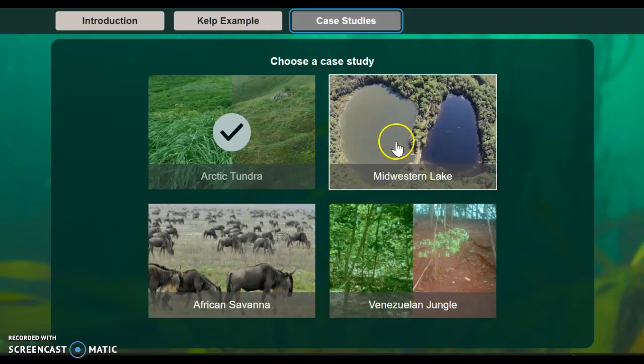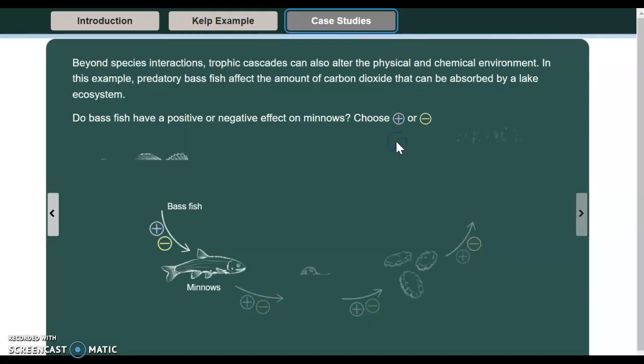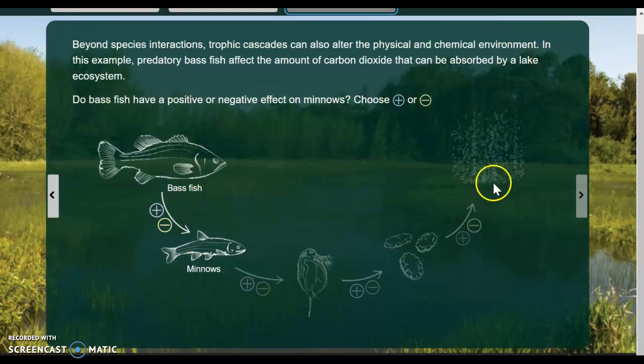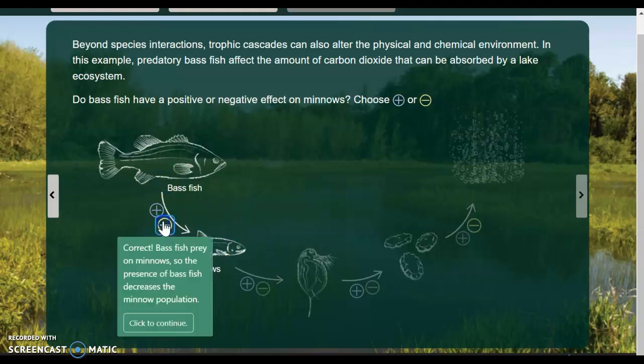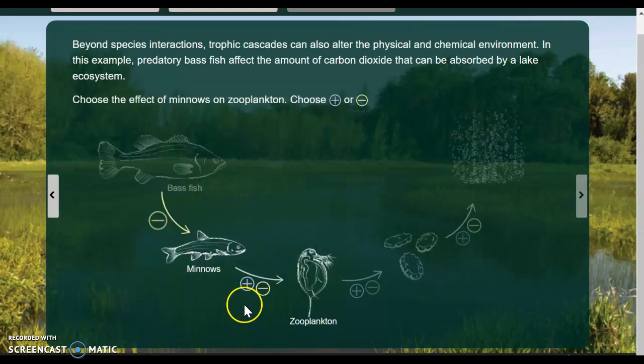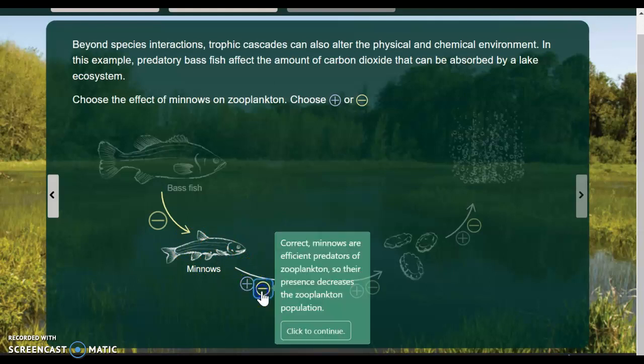And it shows different effects that can happen. So we have Midwestern lakes, what can happen between the different fish. So do bass fish have a positive or negative effect on minnows? Bass fish are going to consume the minnows. Negative effect because they are their prey. Minnows to zooplankton. The minnow is a consumer of the zooplankton. Negative effect. They're the predator. It'll decrease the zooplankton population.